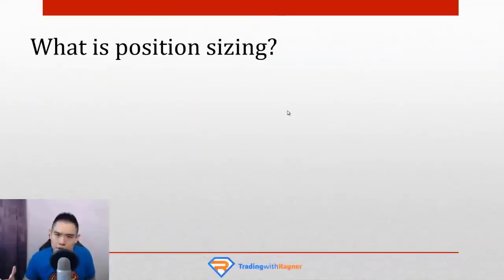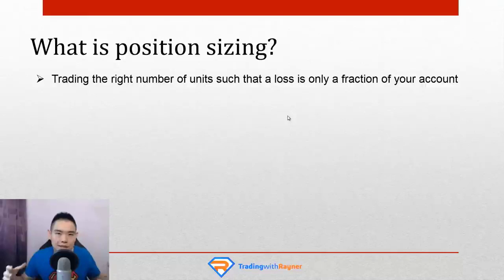Position sizing. So what is position sizing? Position sizing is simply trading the right number of units such that even if a trade ends up being a loser, it's only a fraction of your trading account. Let me repeat once again: position sizing is knowing how many units you should trade such that if that trade goes against you, you only lose a fraction of your trading account.